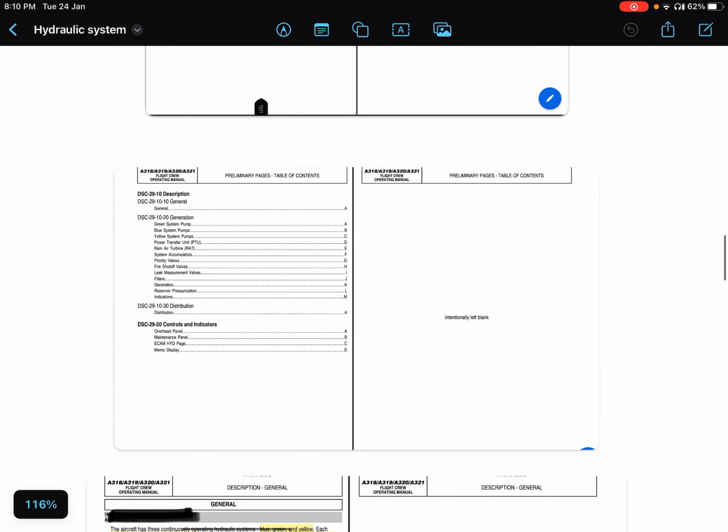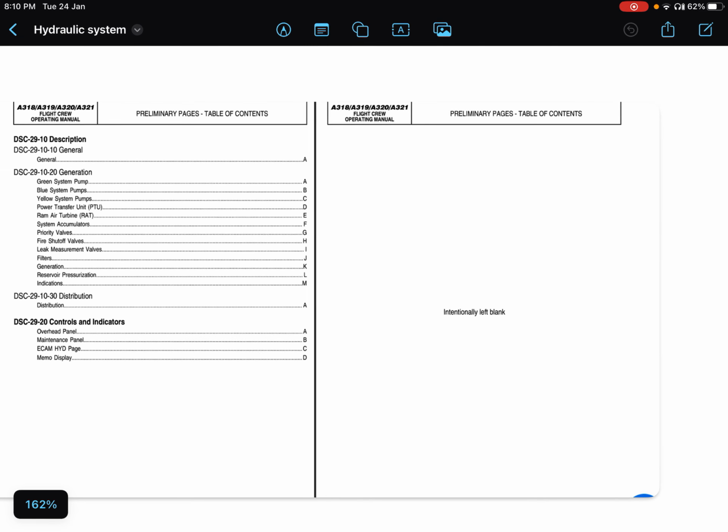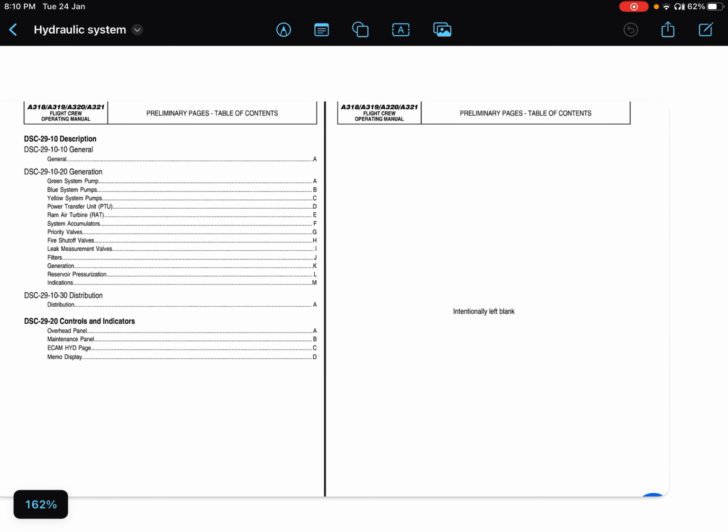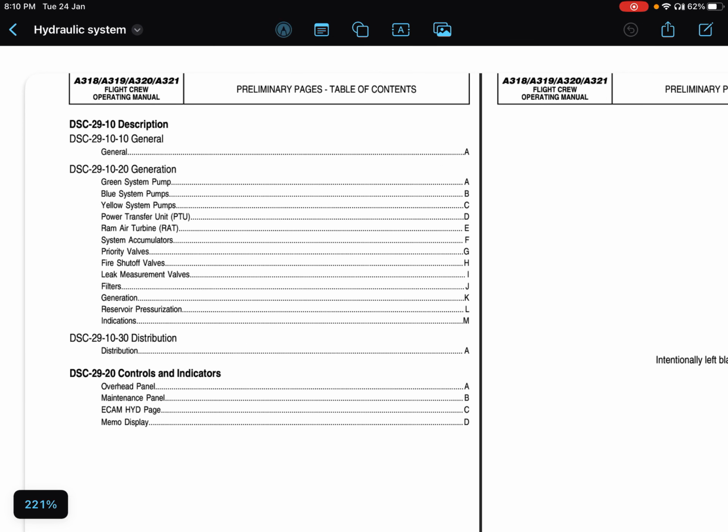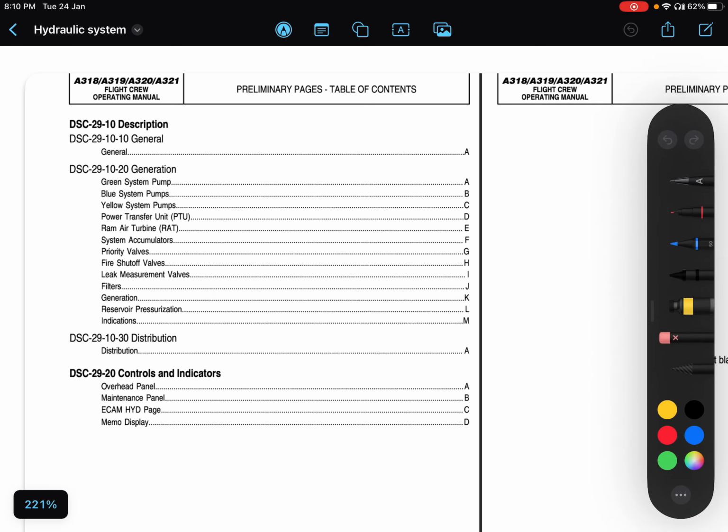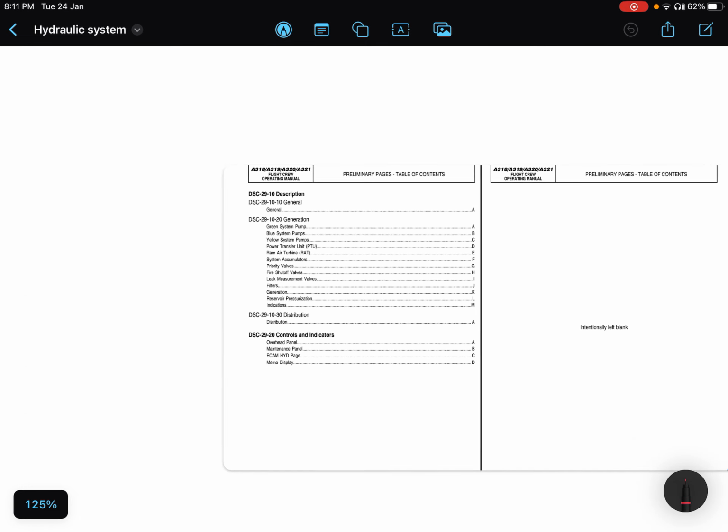In this hydraulic system we will talk about some general description of the hydraulic system. Then we will discuss the green system pump, blue system pump, yellow, then the PTU and how it functions, then what the RAT is and how it works. Then we will talk about priority valves, fire shutoff valves, leak measurement valves, reservoirs and so on. Thereafter we will discuss the distribution and then the controls and indicators of this chapter, right? So let's start.